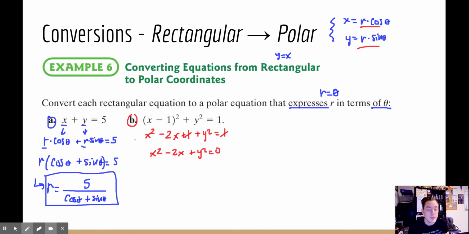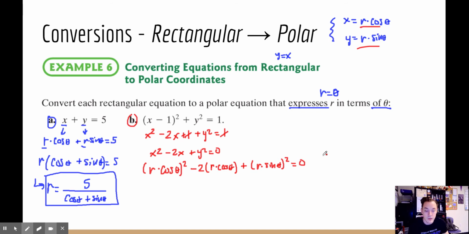My x's and my y's for r cosine theta and r sine theta respectively. So what is my x? My x is r times cosine theta. And then I do need to square this, and we're going to get to that in a little bit. And then minus 2, and then this is r cosine of theta. And then this is going to be plus my y, which is r sine of theta, and then squared equals 0. So that's what I have.